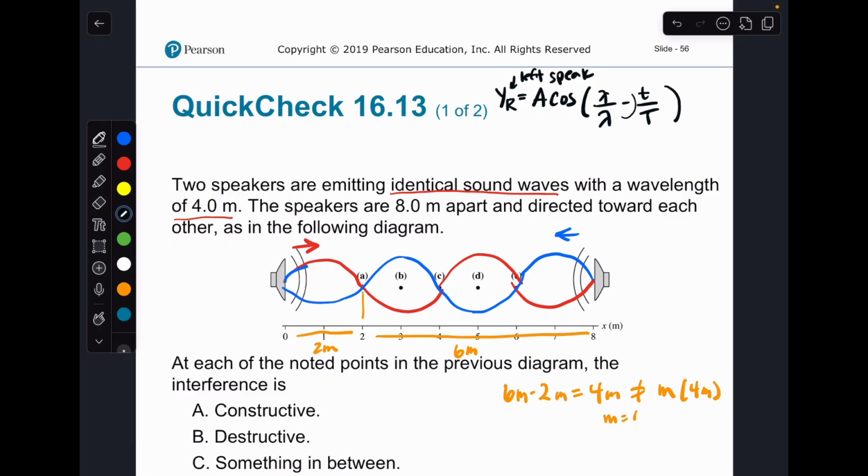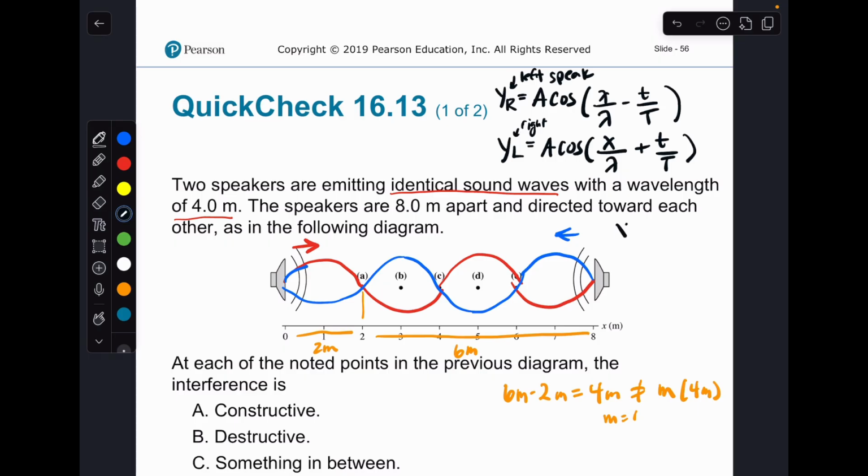And we know that there's a minus sign, right? We talked about that in the previous slides. And then we have our wave equation for the wave moving to the left, coming out of the right speaker. And the only difference is a plus sign in the argument. So to know if there's a phase difference between those two waves, we subtract the arguments from each other.